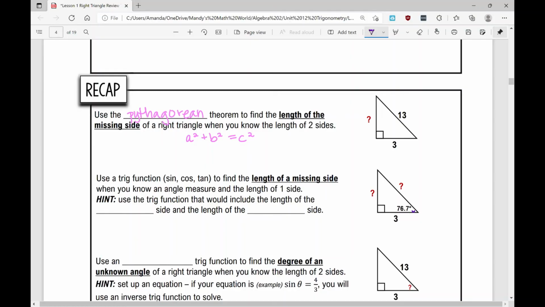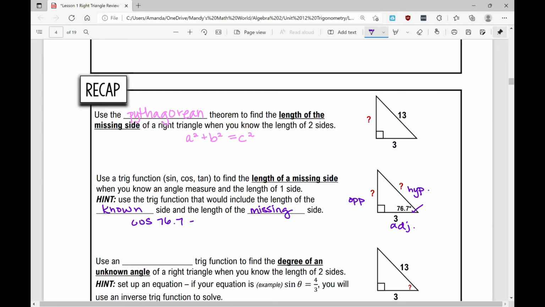So relative to this angle measure right here, this would be the opposite side, this would be the hypotenuse, and this would be the adjacent side. Okay, so just make sure you label those sides correctly. So a little hint for this, you're going to use the trig function that would include the length of the known side, one that you know, and the length of the missing side. So the one that you don't know. So if you know that angle measure, let's say, for example, I could use the cosine of 76.7.